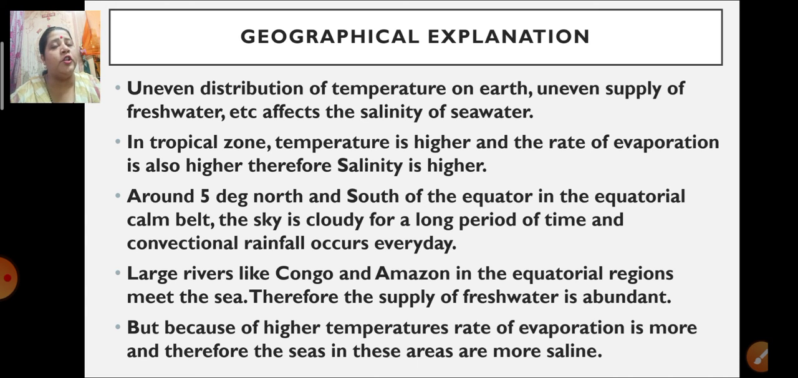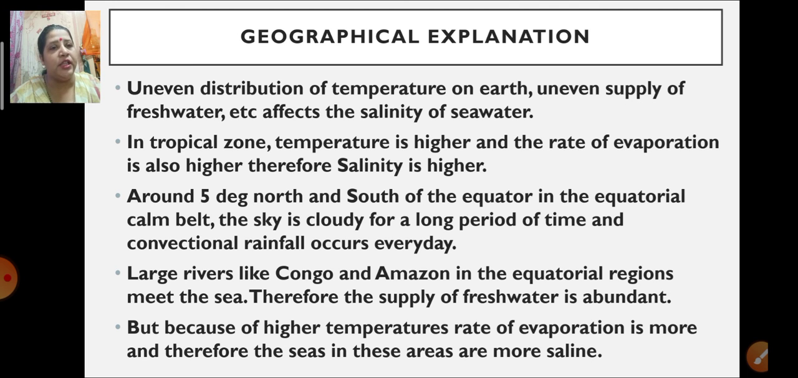We know about the uneven distribution of temperature on the earth. We also know about the uneven supply of fresh water. Because of this uneven distribution of temperature and supply of fresh water, the salinity of seawater is affected. Seawater is affected by these two factors.